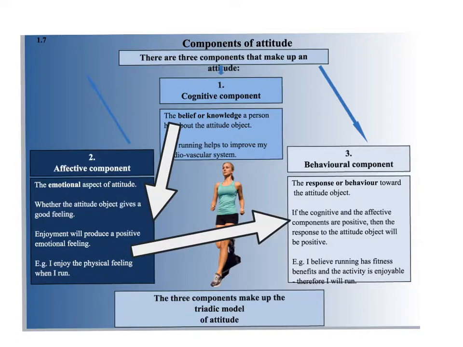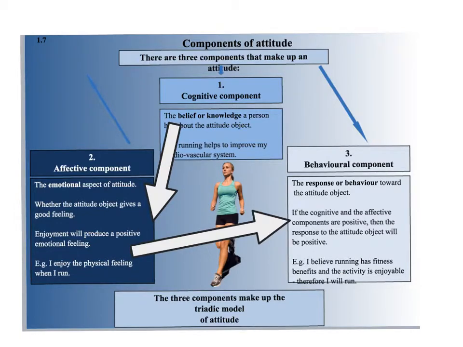Now, if the cognitive and the affective components are positive, that we've talked about here, so you've got a positive knowledge that going for a run will help your cardiovascular system, and also that you're going to get the nice emotions because you enjoy going for the run, then the response to the attitude object will be positive. So if we bring that all into a final example, I believe running has fitness benefits, cognitive component, and the activity is enjoyable. Therefore, I will go for a run. Now, that example is a positive attitude.